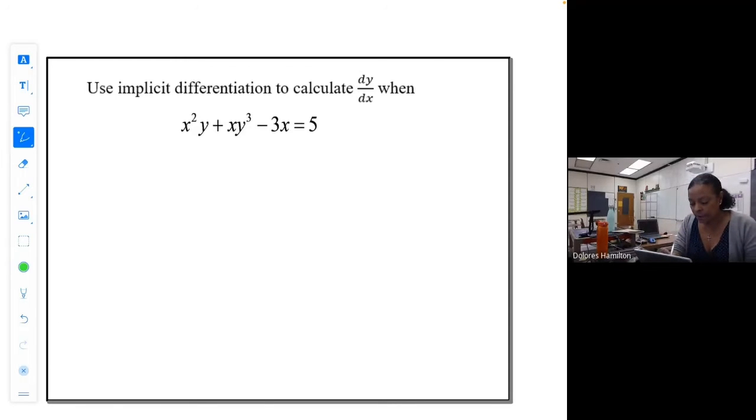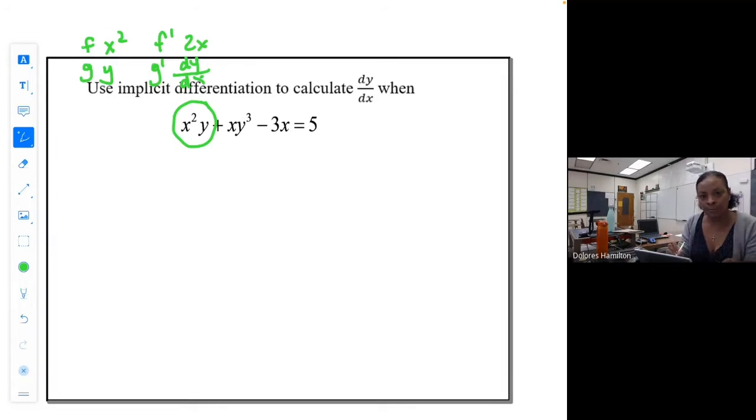So let's look at term 2. I'm still treating y as a function of x. If I look at that circled term, to derive that term I need the product rule. I know that my f is x squared and my g is y. I know that f prime is 2x, and I know that g prime is dy/dx, because the derivative of y is 1 times dy/dx. We're always multiplying because we're treating y as a function of x.